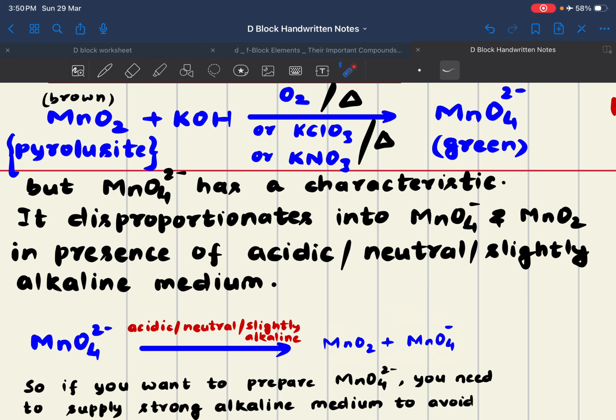Correct? Now you think that you want to prepare manganate ion, right? If you want to prepare the manganate ion, you have to provide a strong basic medium.